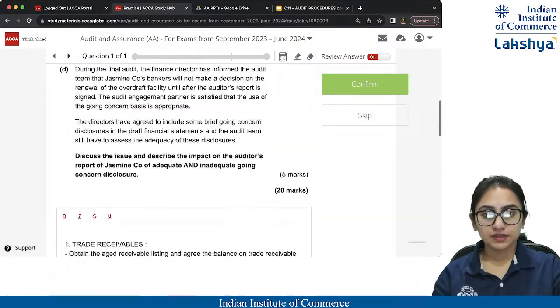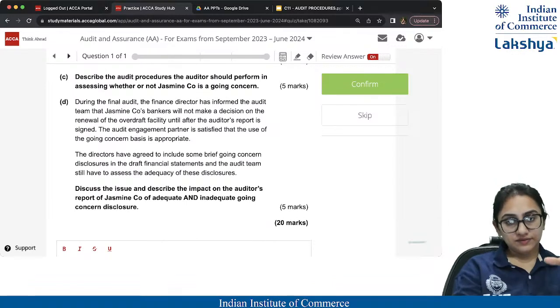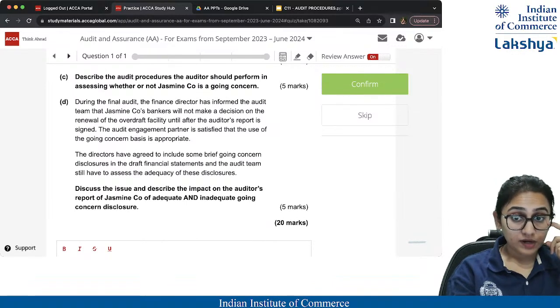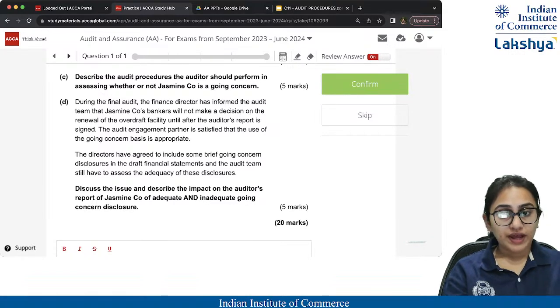And then the D part, discuss this issue which is given above and describe the impact of that issue on the auditor's report of Jasmine Company of adequate and inadequate going concern disclosures.